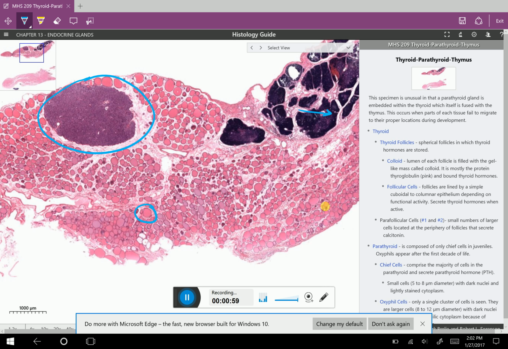These light pink circles are the follicles of the thyroid gland. In contrast, this dense, darkly stained mass is the cells of the parathyroid gland. Now that we've established at the lowest magnification what is the thyroid gland and what is the parathyroid gland, let's zoom in on a follicle and observe the details of that follicle.